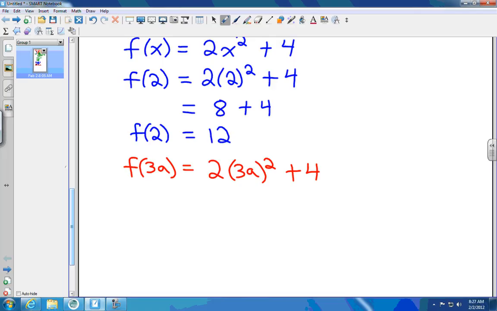So what are we going to do first? Multiply or square? Square. And here's where rules from section 1 come into play. You got to square the 3 and the a. So this right here would give you 9a squared times 2 would be 18a squared plus 4. And can you combine those? No, that's the end of your answer. So if you're plugging in other letters, you're probably not going to be able to get an answer like we got 12 here. It's probably going to end up something like that.